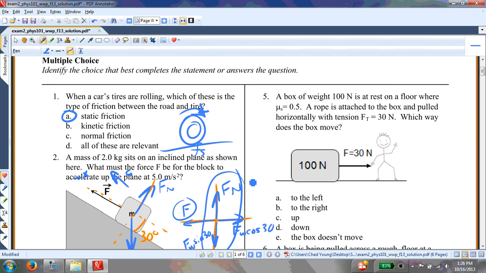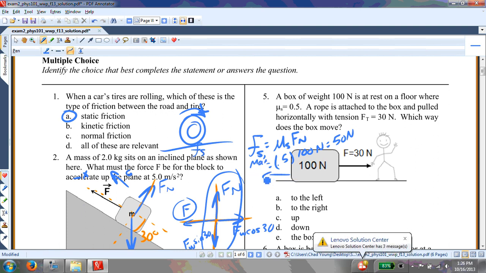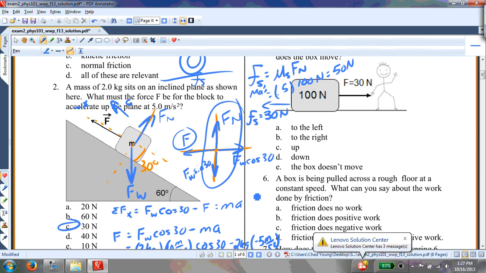All right, rope box weight. A 100 newton box is resting on the floor with mu s equal 0.5. It has a tension of 30 newtons. Which way does the box move? Well, first let's figure out what the static frictional force is. That's equal to mu s times the normal force. That's 0.5 times 100, that's 50 newtons. That means that's the maximum static frictional force, so I need to exert at least 50 newtons to make it move. As it is now, I have 30 newtons, so the static frictional force balances it in that direction, and so the box doesn't move.